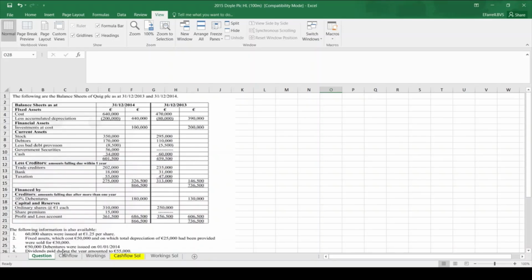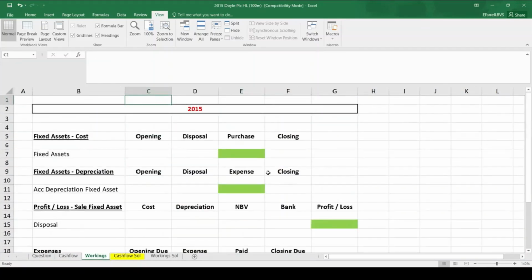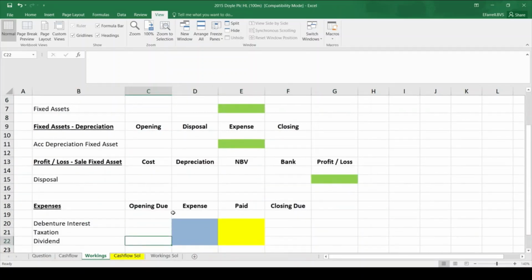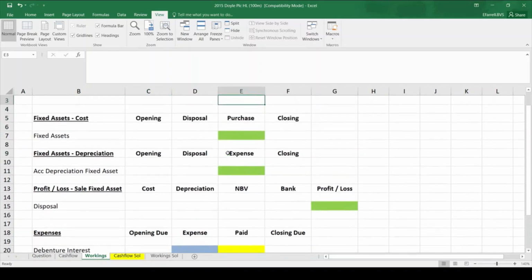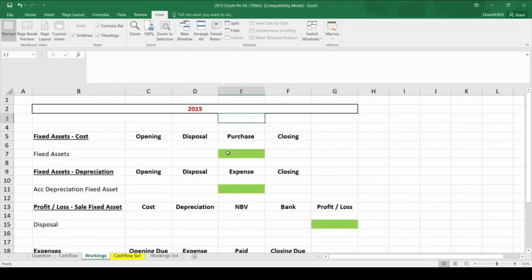Before we get into the actual question itself, I think it is useful to do some workings before you start, because these cells that are highlighted here, the 3 green ones and the blue and the yellow ones, are figures that students can find difficult to work out. So I think it's no harm to start off doing these workings first, and then it will be easier when we go to do the profit and loss and the cash flow.